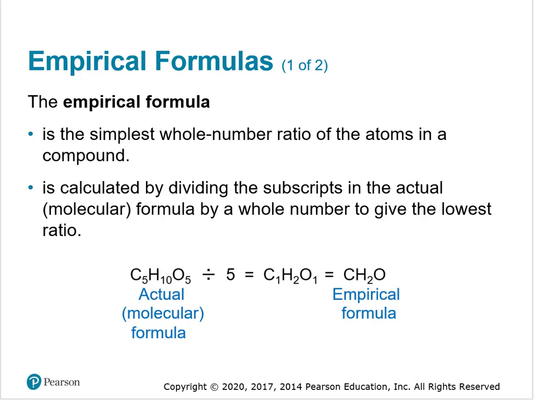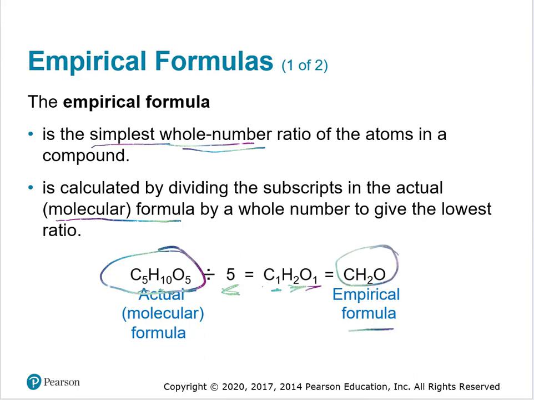An empirical formula is the simplest whole number ratio of the atoms in a compound. One way of finding it is by dividing the subscripts in the actual or molecular formula by a whole number to give the lowest ratio. For example, if I have C5H10O5, 5, 10, and 5 are all able to be divided by 5. 5 divided by 5 is 1, 10 divided by 5 is 2, and 5 divided by 5 is 1. So CH2O would be the empirical formula. It's the reduced whole number ratio.